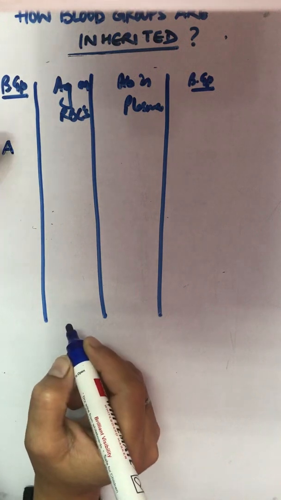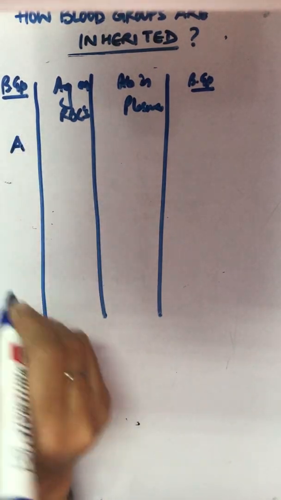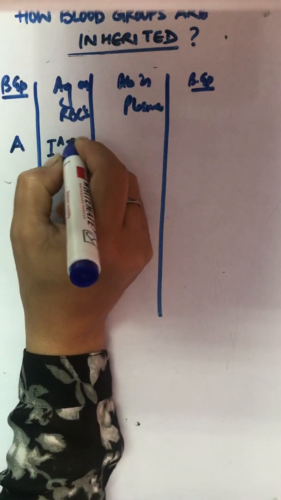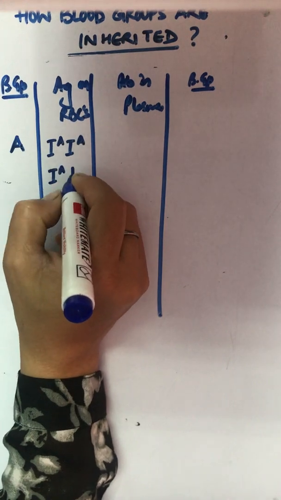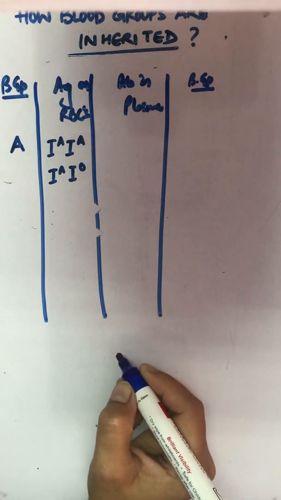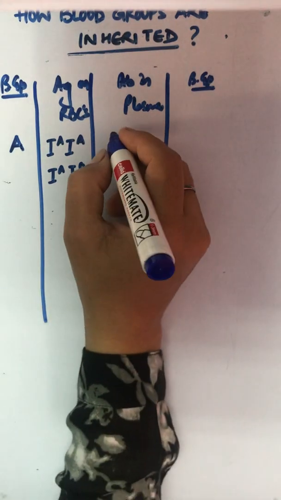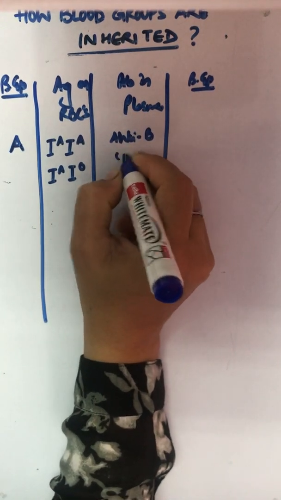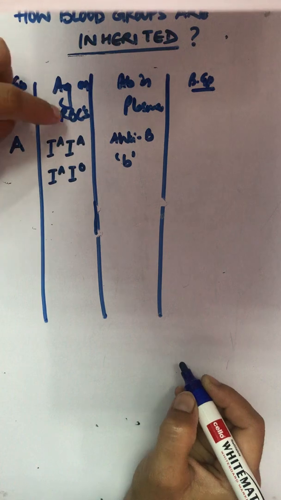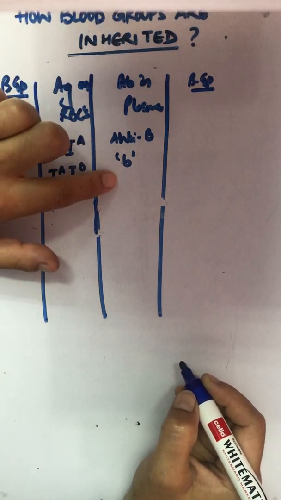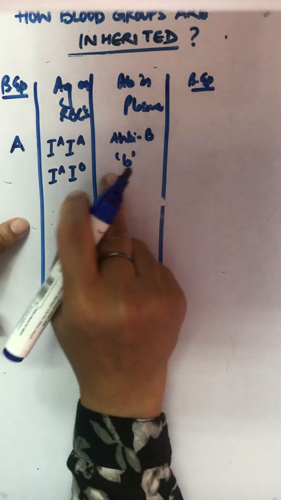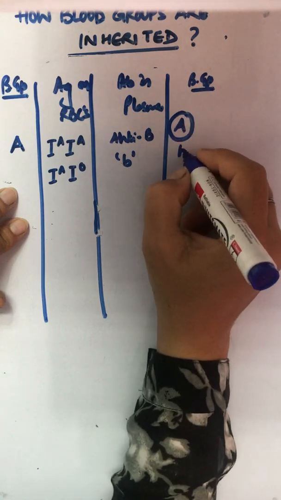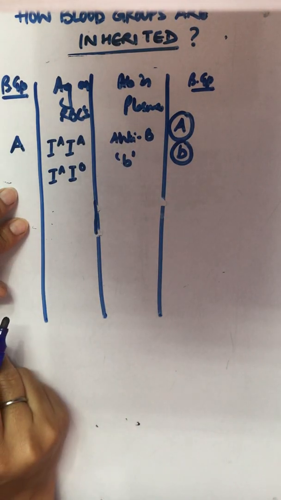See, if we say someone has blood group A, then the genotype has to be IAIA or IAIO, and the antibody in plasma has to be anti-B or simply B. Every antigen on the RBCs has an antibody related to it. So anti-B or B. This blood group is A, having an antibody B.